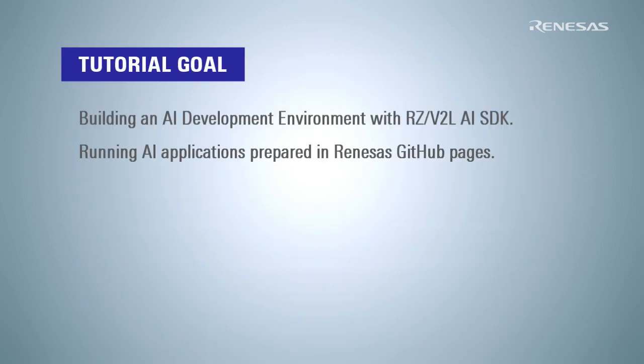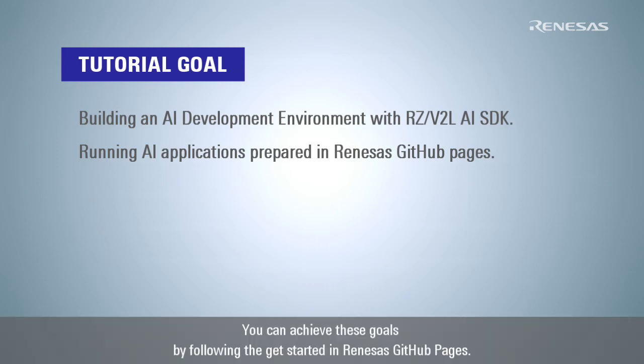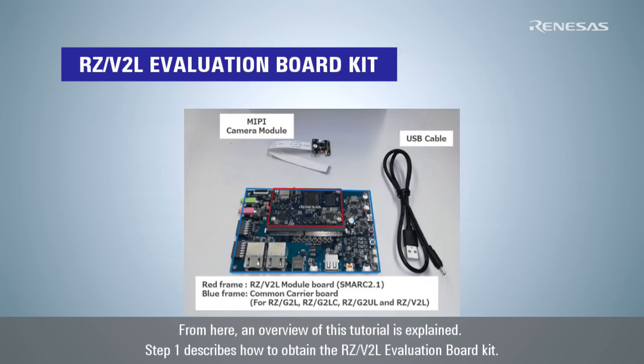The goals of this tutorial are building an AI development environment with RZ/V2L AI SDK, and running AI applications prepared in Renesas GitHub pages. You can achieve these goals by following the Get Started in Renesas GitHub pages. From here, an overview of this tutorial is explained.